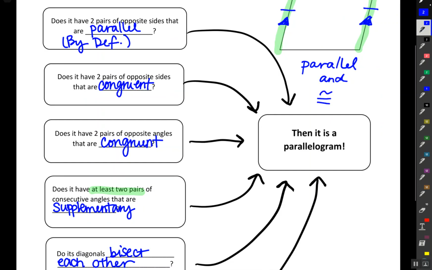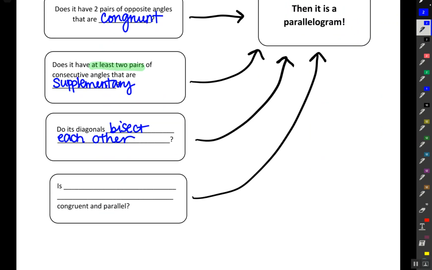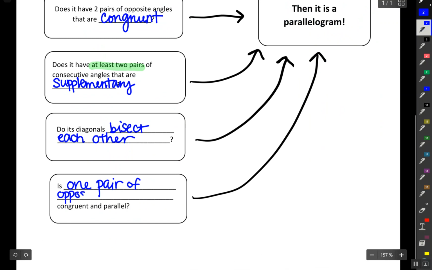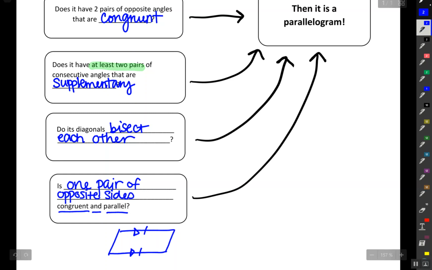Anyways, let's write this down. Is one pair of opposite sides congruent and parallel? Okay, again, it could be this side. You don't need to know anything about any angles. You don't need to know anything about any of the other sides.